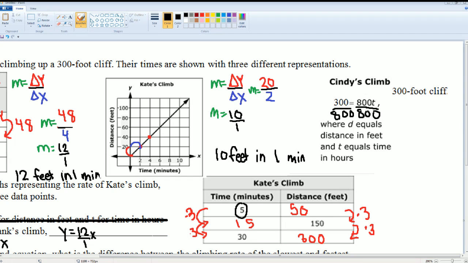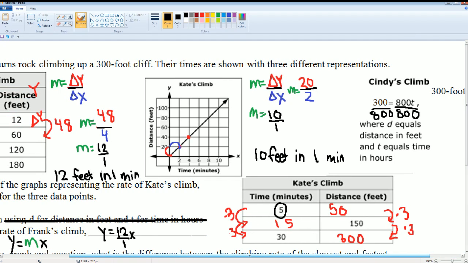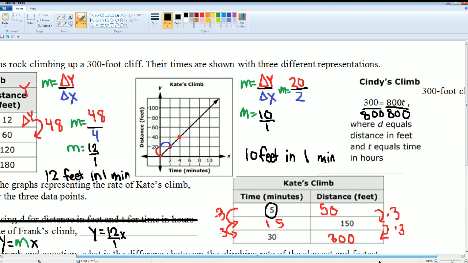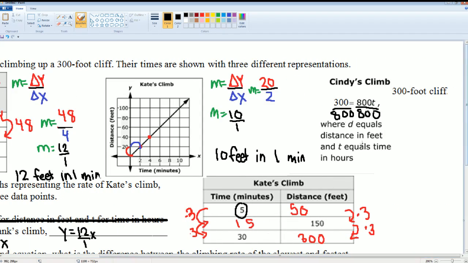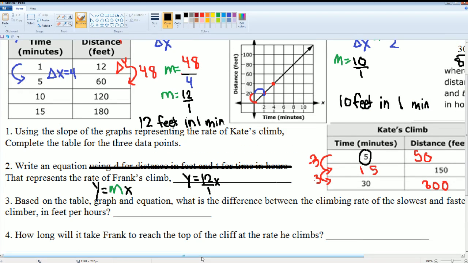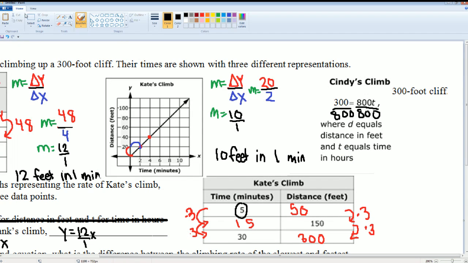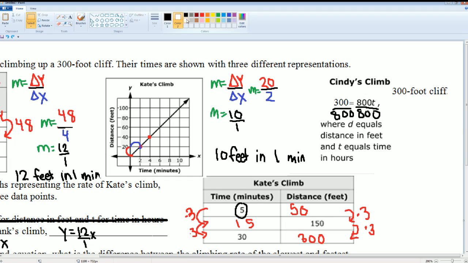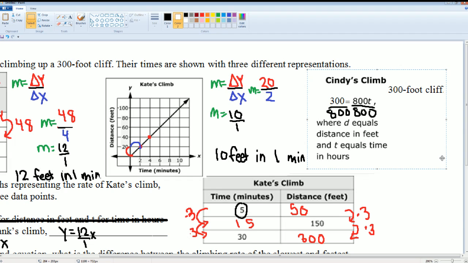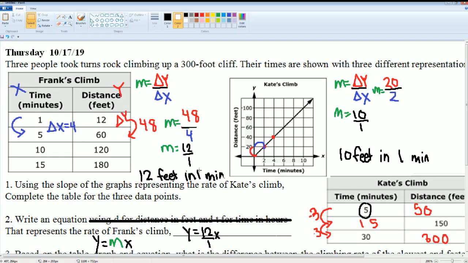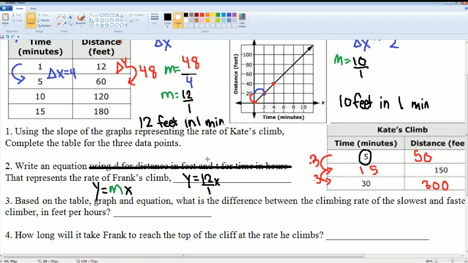Cindy's data is just so weird. No one uses this format, so I'm just going to ignore it. You see this, Cindy? Bye, Cindy. I'm just going to ignore Cindy. Screw that. We're just going to look at Frank and Katie. Cindy wasn't even at the trip.